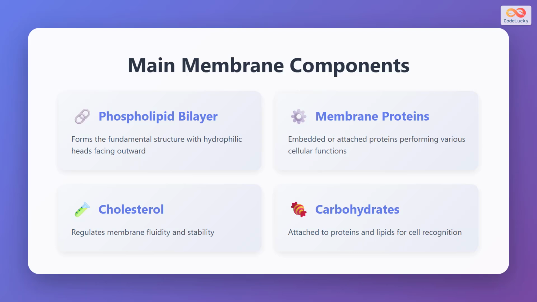The cell membrane consists of four main components. The phospholipid bilayer forms the fundamental structure, with hydrophilic heads facing outward toward the watery environments inside and outside the cell. Membrane proteins are embedded in or attached to this bilayer, performing various cellular functions. Cholesterol molecules are interspersed within the bilayer, regulating membrane fluidity and stability. Finally, carbohydrates are attached to proteins and lipids on the outer surface, playing important roles in cell recognition and communication.